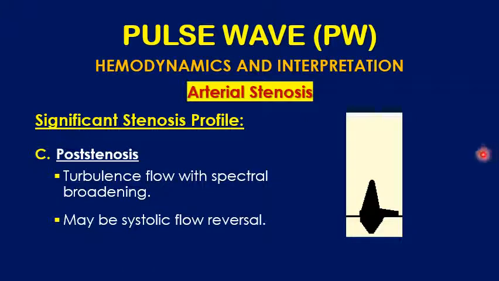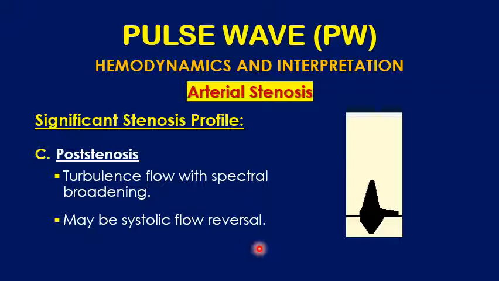Now we come to the next spot, which is area C. We have area B, which is the stenosis, and we have area A, which is before the stenosis, or pre-stenosis. And now we come to area C, which is post-stenosis. Whenever there is a significant stenosis, I will get spectral broadening and turbulence here. We call it post-stenotic turbulence.